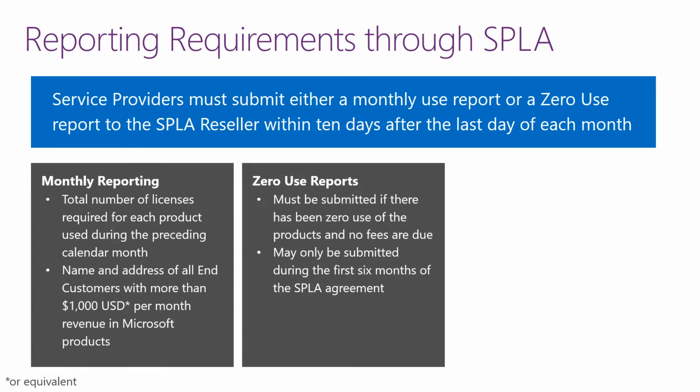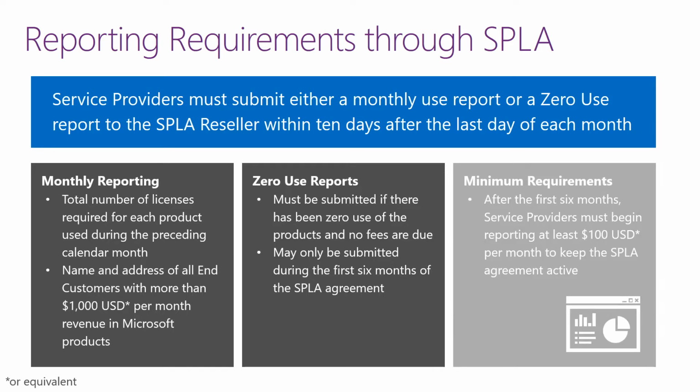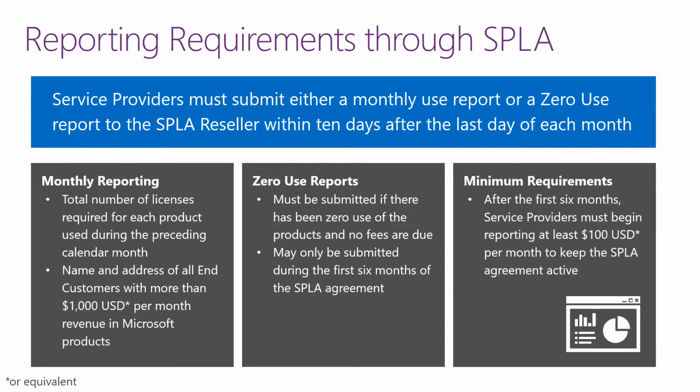As we said, if there is no usage, then a zero use report must be submitted, but actually a service provider can only submit these zero use reports during the first 6 months of the SPLA agreement. After that, there's a minimum requirement that they must report, which is $100 US, again, or the equivalent per month, and that will keep the SPLA agreement active.